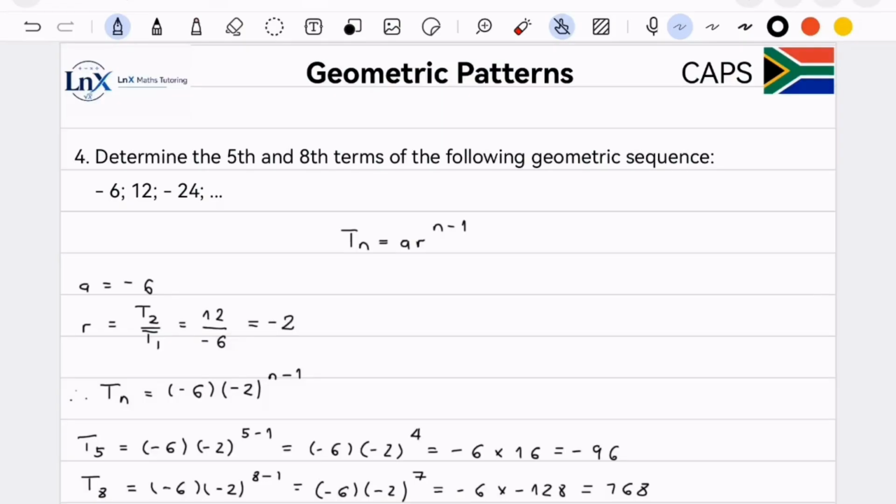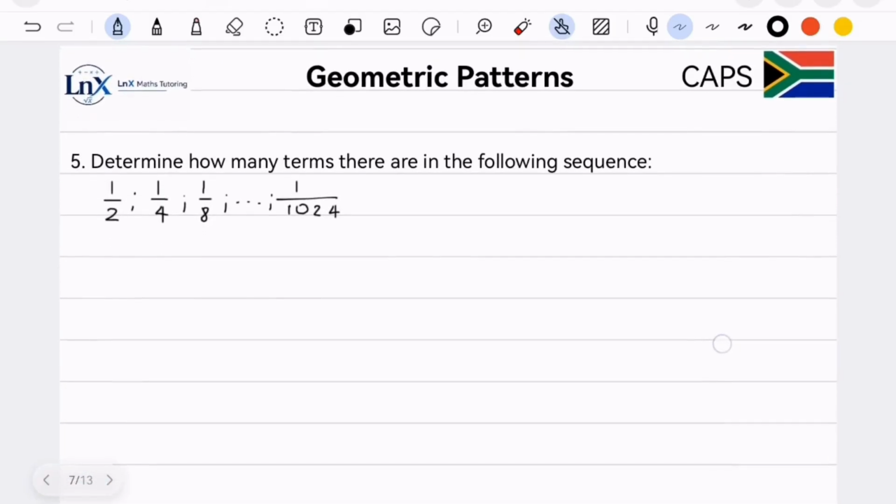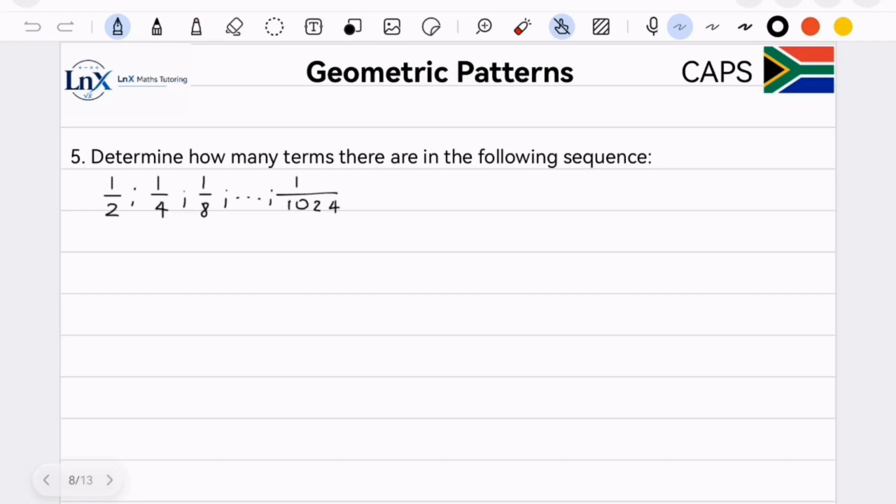All right, now that we're done with question 4, let's go to the next question. So the next question is question 5. It reads: determine how many terms there are in the following sequence, which is 1 over 2, then 1 over 4, 1 over 8, up until we have 1 over 1024. Just before I continue, please pause and have an attempt at this question. When you're sure of your answer, you can then come back and see how it's actually answered or approached.